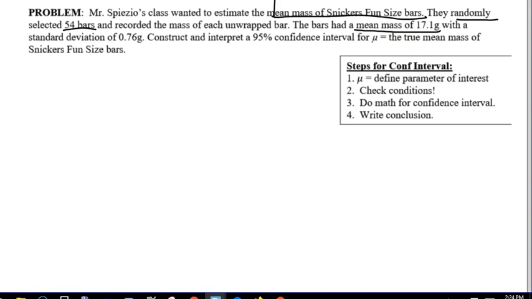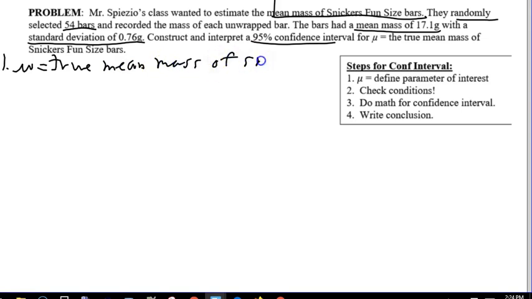The more often you get used to doing these underlines, the better. Standard deviation of 0.76. And we're looking for a 95% confidence interval. That's the key information. So number 1, we just start saying our funky U is the true mean mass of Snickers fun size bars.